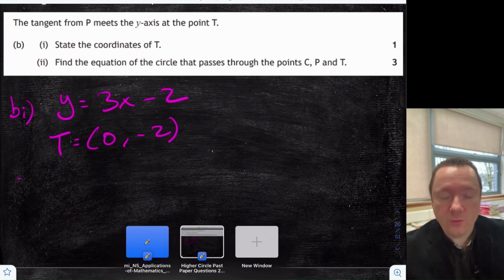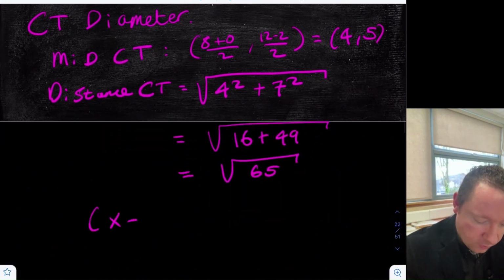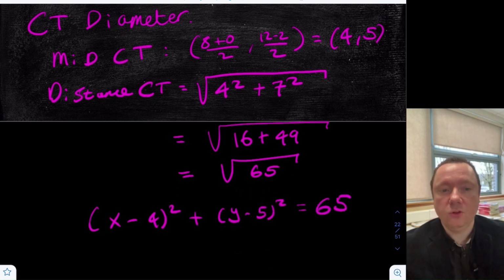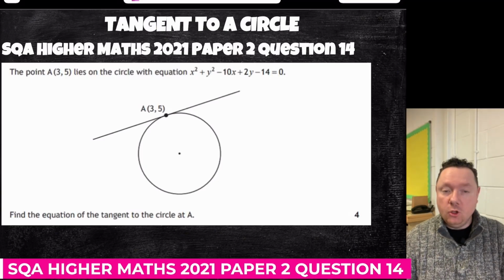And therefore the equation of a circle that goes through these points is simply (x - 4)² + (y - 5)² = 65, root 65 squared. And we're done there.